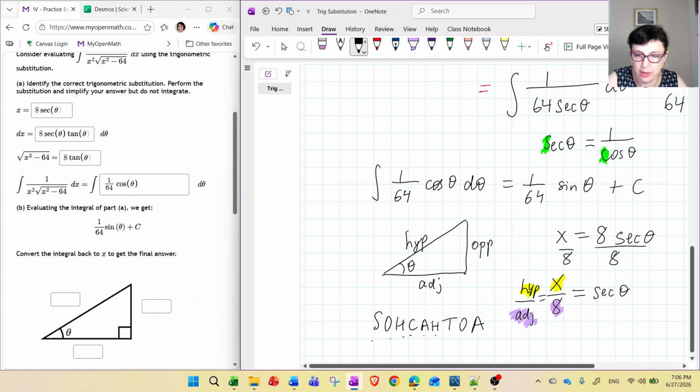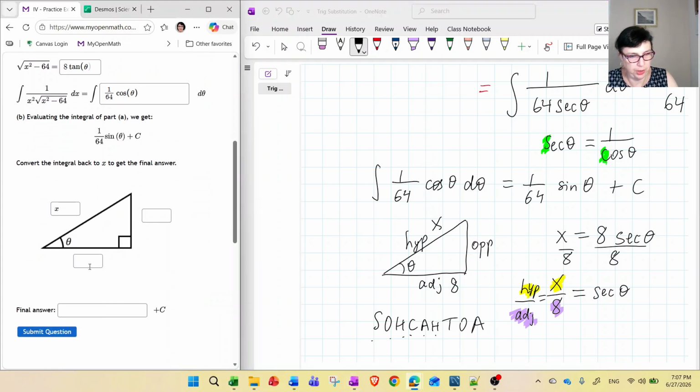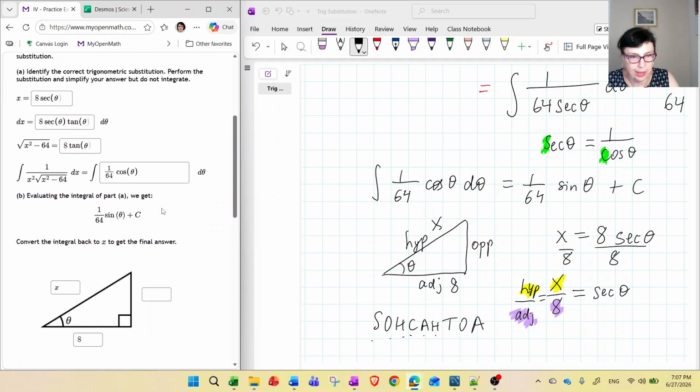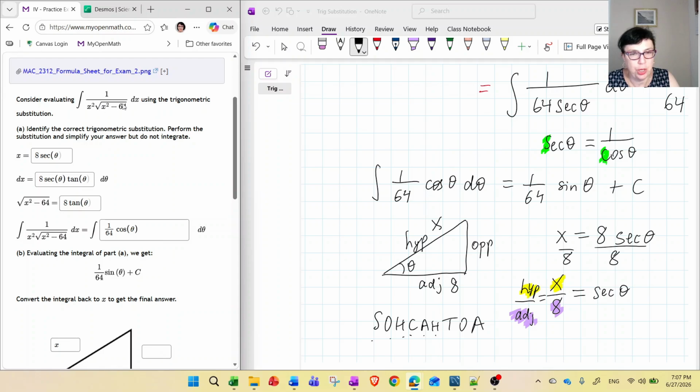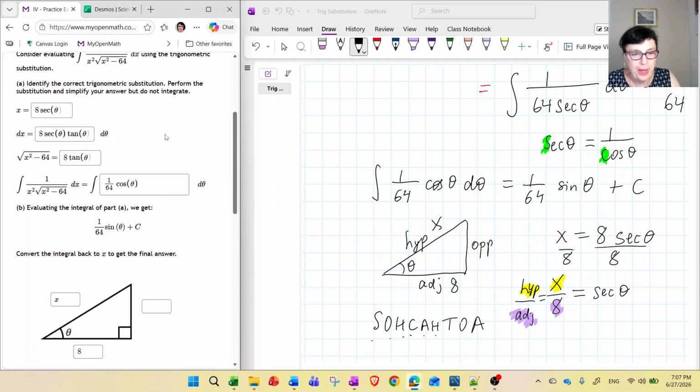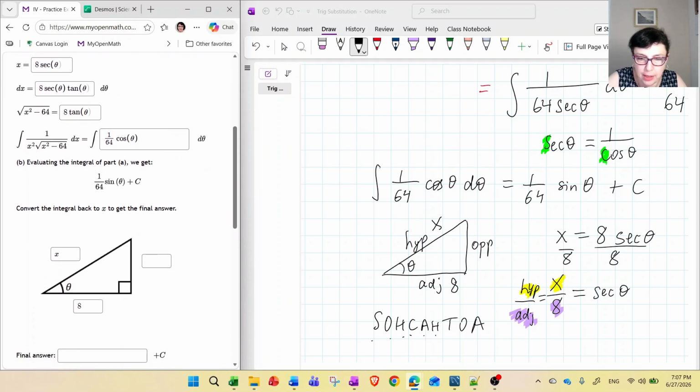So now we can label it. Our hypotenuse is x, and our adjacent side is 8. So x goes here, 8 goes here. Now, here is a very important point. The other unknown side must match the root in the question, the square root in the question. So we had that square root of x squared minus 64, and that has to be this other side.